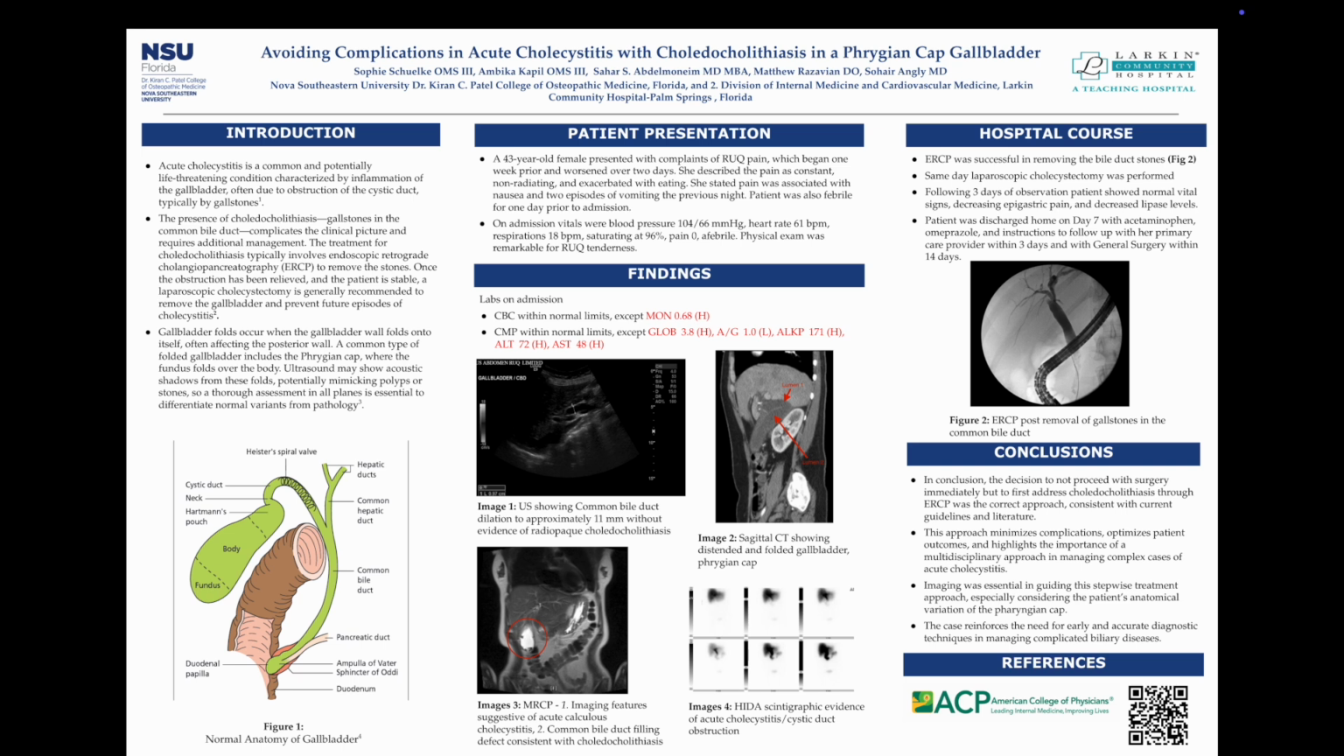In this case, a 43-year-old female presented with complaints of right upper quadrant pain, which began 1 week prior and worsened over 2 days. She described the pain as constant, non-radiating, and exacerbated with eating. She stated the pain was associated with nausea and 2 episodes of vomiting the previous night. The patient was also febrile for 1 day prior to admission.